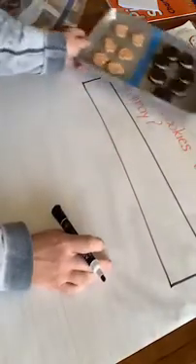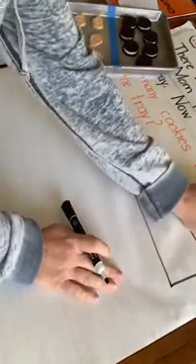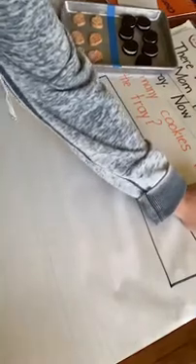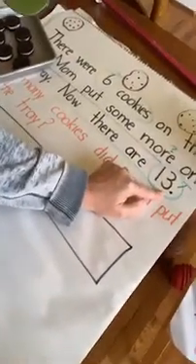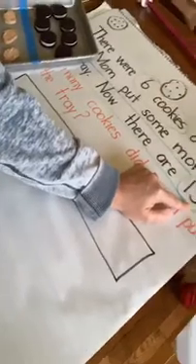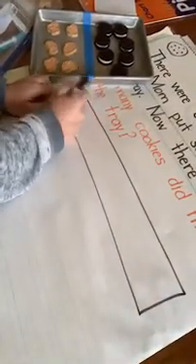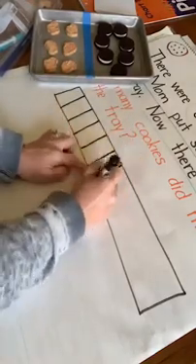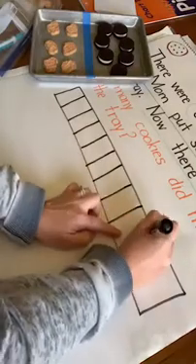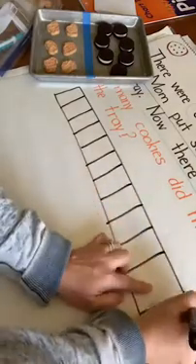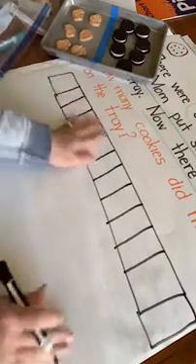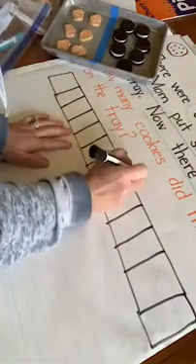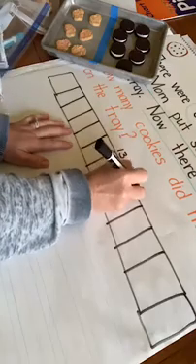Now, my cookies are kind of in the way. How many cookies did I have on my tray? 13. So I'm going to draw 13 boxes. So there's 1, 2, 3, 4, 5, 6, 7, 8, 9, 10, 11, 12. You know this happens. 13. So this is 13. This is my total number of cookies.